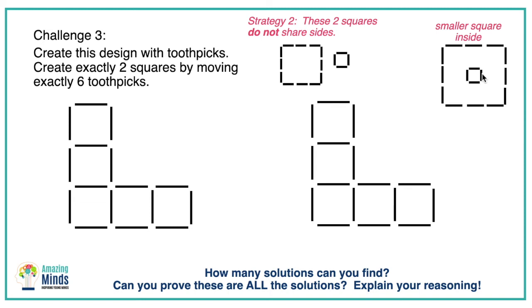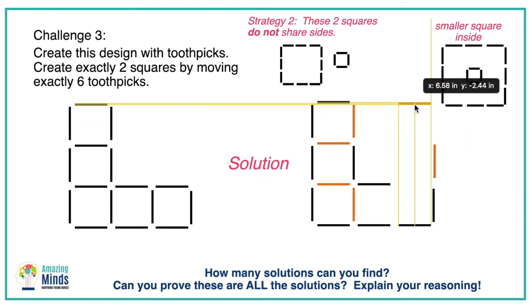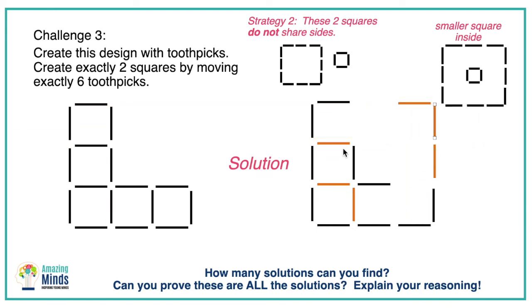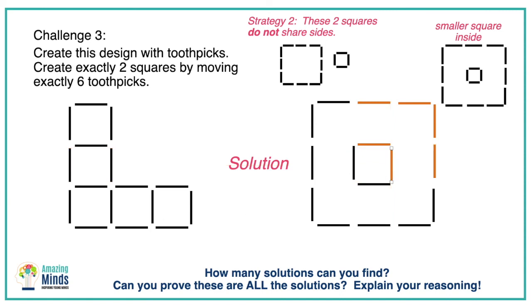But how could we move toothpicks and still have a square inside? It couldn't share any sides, so it would have to be right here. So you can see that these 2 toothpicks would be part of the smaller square. So in this case, you do only have to move 6 toothpicks. 4, 5, and 6. So that is also a solution. Fantastic.